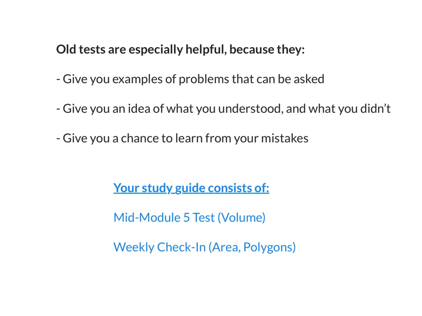So today I've made you a study guide, but it's nothing new. Your study guide just consists of your mid-module 5 test that you took before. And the main concept on that was on volume. At that point, you hadn't learned area yet, and you hadn't learned about polygons yet. Okay? Your study guide also has 2 weekly check-ins. One that was about area, and one that was about polygons.